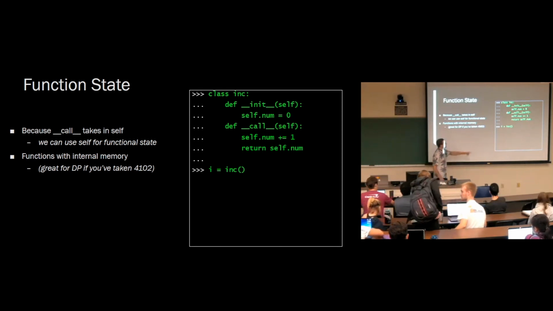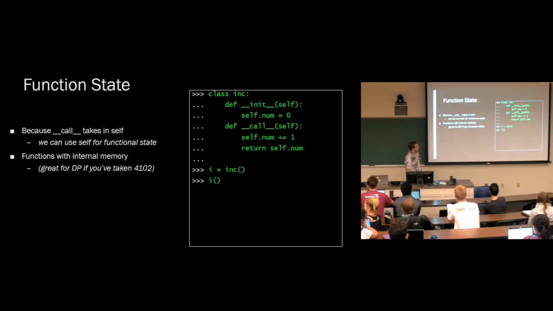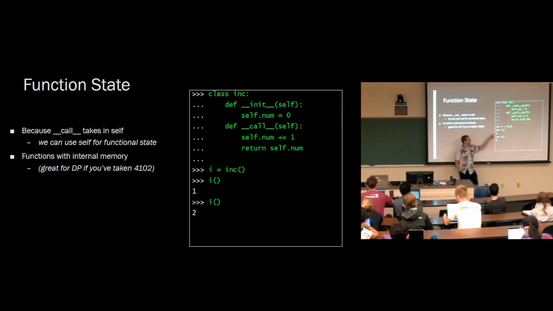So now if we create an instance of inc called I, and we call it, we get 1. But now if we call that exact same function again, without doing anything in between, we'll get 2. So this is a function that isn't really a function in the mathematical sense of the term. This function has state. It is not the same every time. This function remembers how many times it's been called.